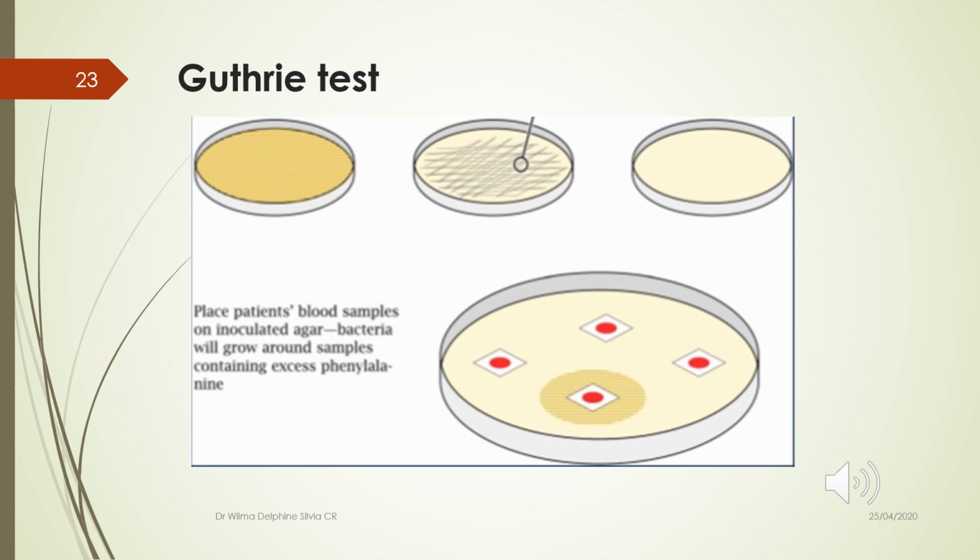The Bacillus was inoculated into the medium so that in the medium the Bacillus subtilis will remain and will not start growing. Once the blood sample is added to the medium, if phenylalanine is present, the bacteria will start growing. So here, bacterial growth is proportional to the phenylalanine content in the patient's blood sample.